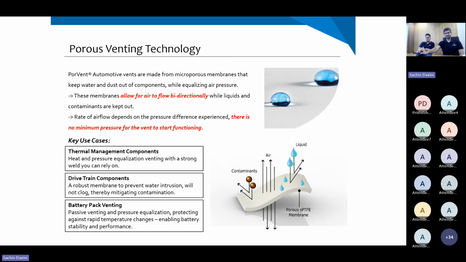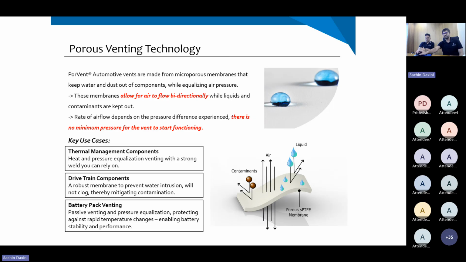These are highly hydrophobic materials, and their key USP is it allows for bidirectional flow of air while keeping all these contaminants, dusts, liquids, fluids outside. So that's the key strong point of these membranes.